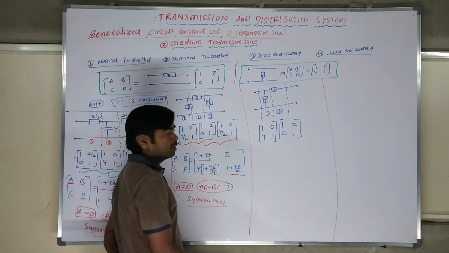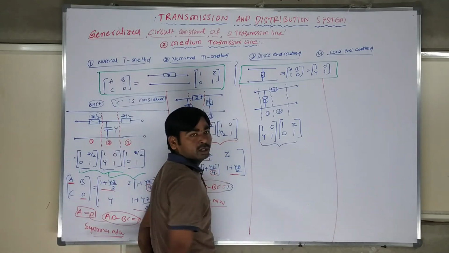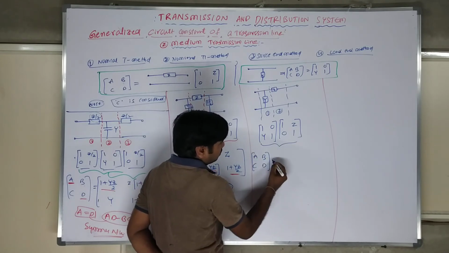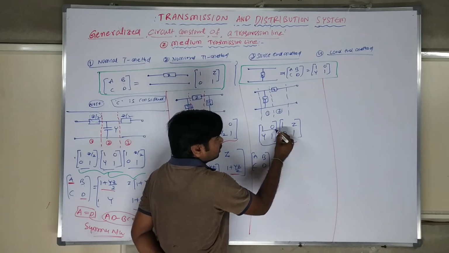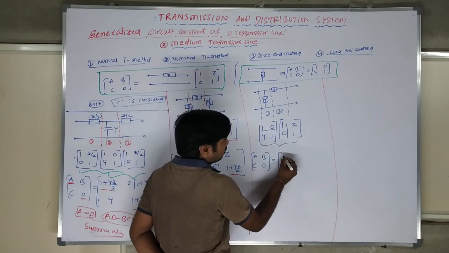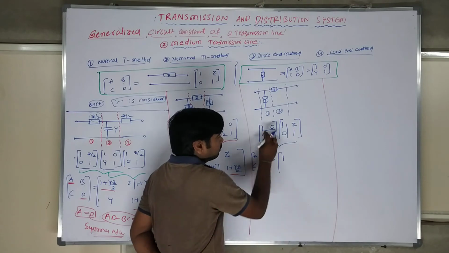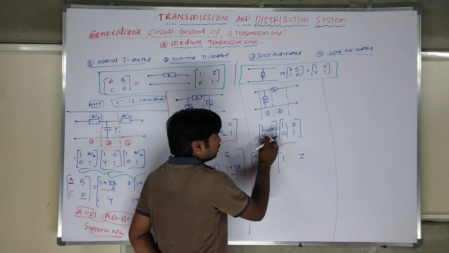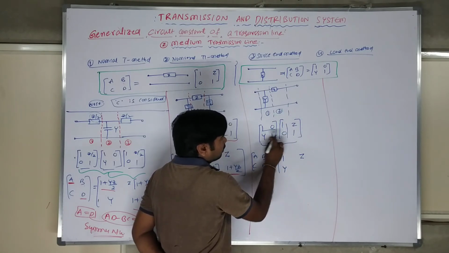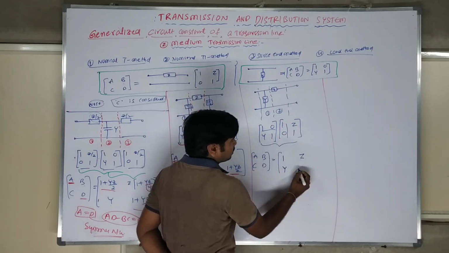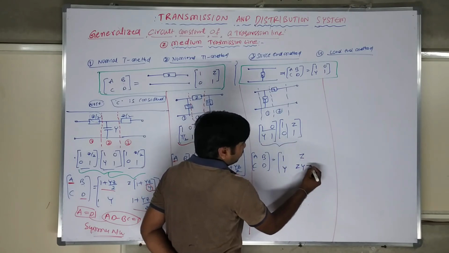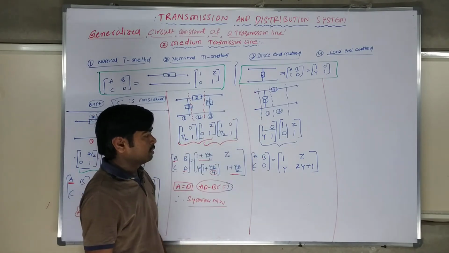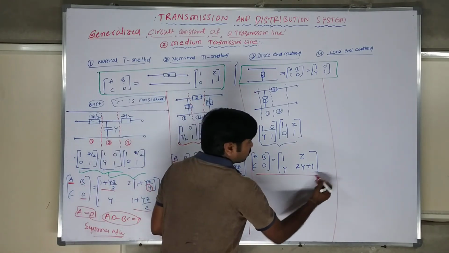I am going to multiply these two matrices, and we get the ABCD matrix. It is very simple: this row multiplied with this column, 1 into 1, 1, 0 into 0, 0. Next, 1 into Z, you get Z, 0 into 1, you get that one. Next you multiply Y into 1, Y into 0, 0. Next you multiply Z into Y and add 1 into 1. This is what you get in the case of the source end method. These are the ABCD parameters in the source end method.